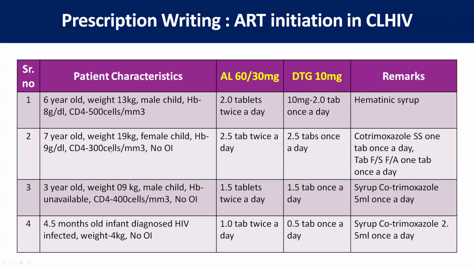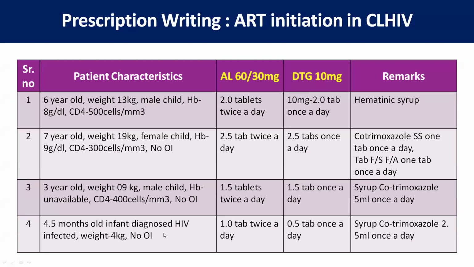Again, this is the 7 year old, 19 kg, hemoglobin 9 gram, which is low, CD4 is 300. So you need to have a 4 times oxygen in your regime along with that ALD. Again, 3 years, weight 9 kg, CD4 400, no opportunistic infection. So less than 5 years, it is 4 times must be there and ALD to be given.